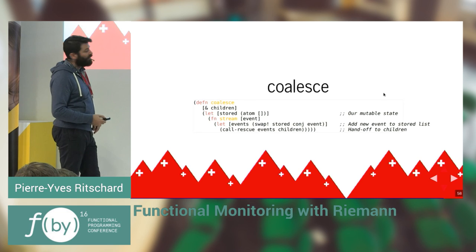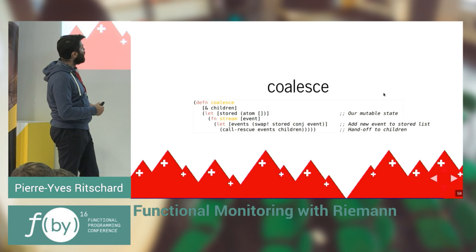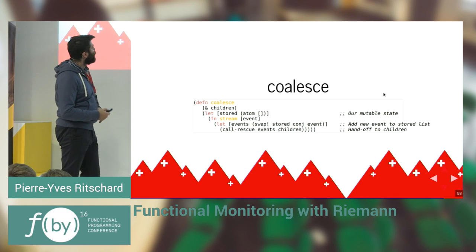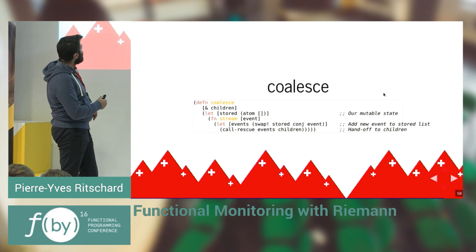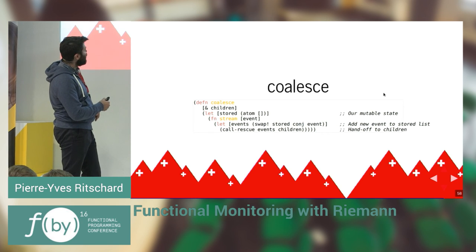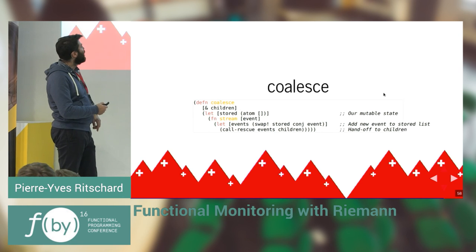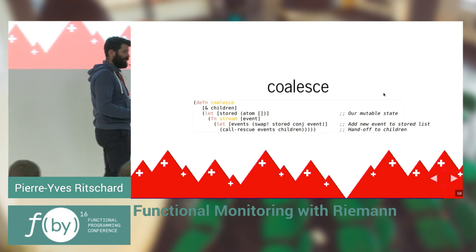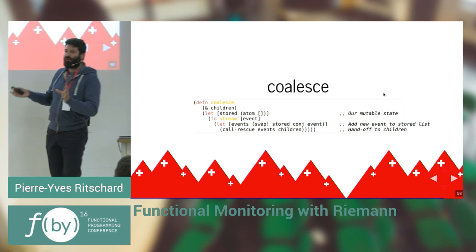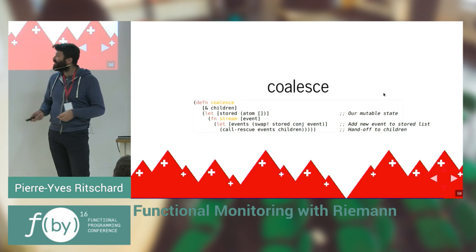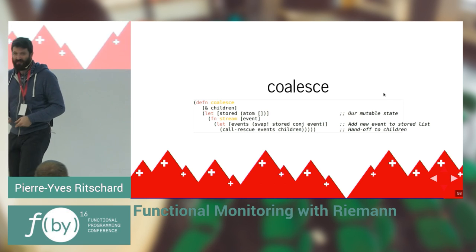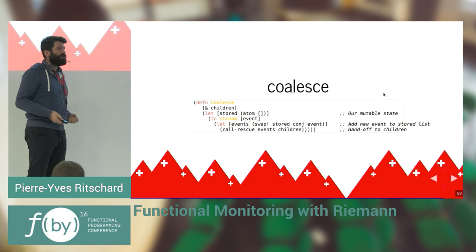And here for coalesce, we build a closure, we build an atom that will store any incoming event, and we use that atom we created within the closure by swapping onto it and adding new events, and then we can just call our call-rescue that we built earlier, and that's it. This is, you know, really simplified. The actual Riemann code is a little bit more complex and deals with expiring events and things like this, but this is the general idea and the tooling that we have.